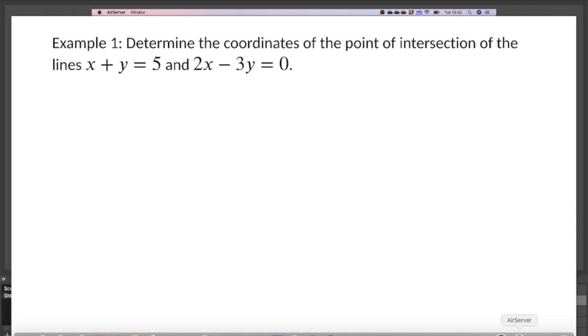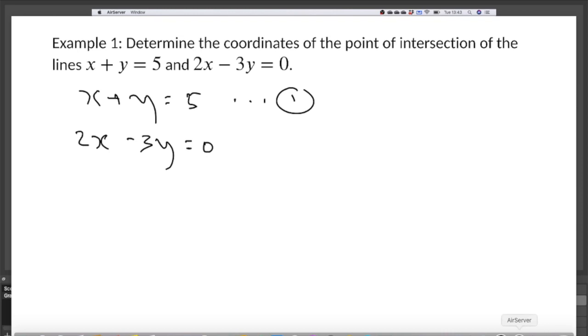We have two lines, and the equations of the lines are x plus y is equal to 5 and 2x minus 3y is equal to 0. So we need to solve these two equations simultaneously to find x and y, and that will be the point of intersection. So I number my equations. I prefer to do that. x plus y is equal to 5 is my first equation. So that's equation 1. Then 2x minus 3y is equal to 0 is our second equation.